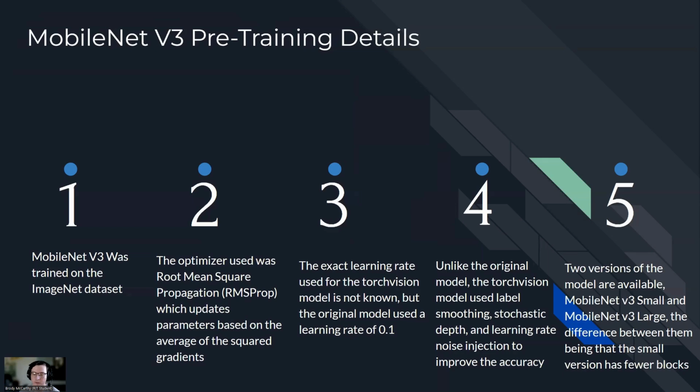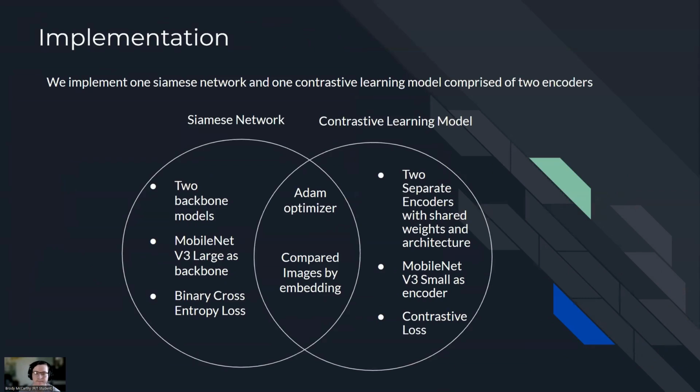And they have two versions of the model available. There's the small version and the large version. The difference between them being, of course, that the smaller version has fewer blocks of layers. So for our implementation, we used one Siamese network, and for our other method, we used one contrastive learning model, but that only used two encoders, so two separate encoders.